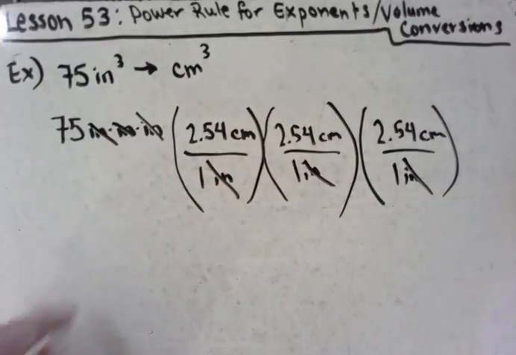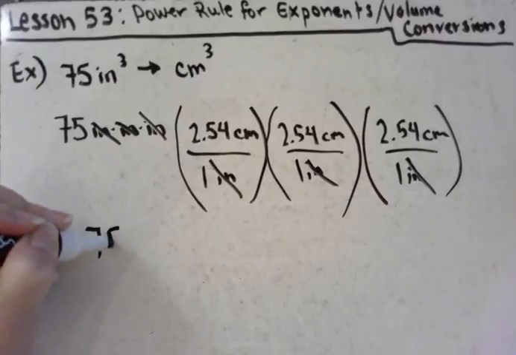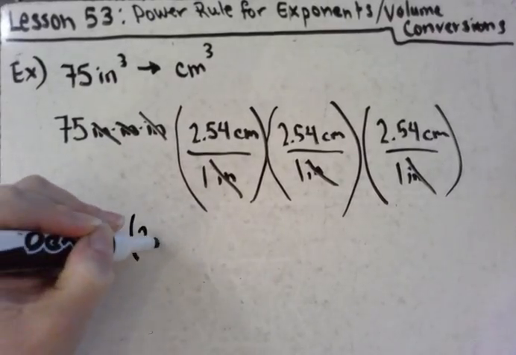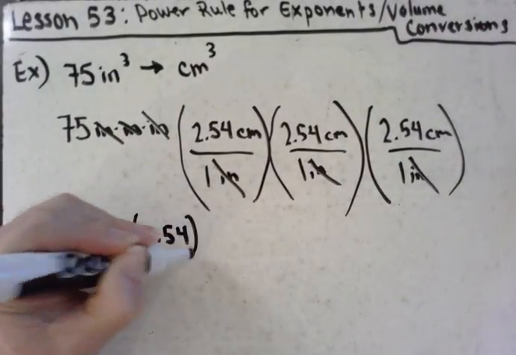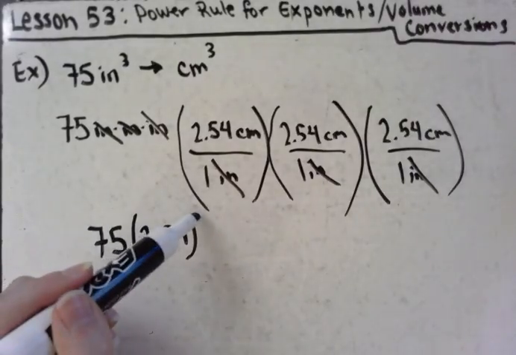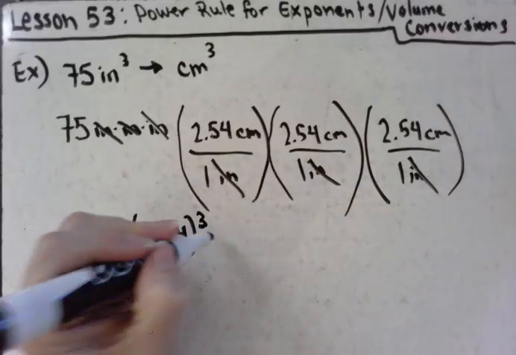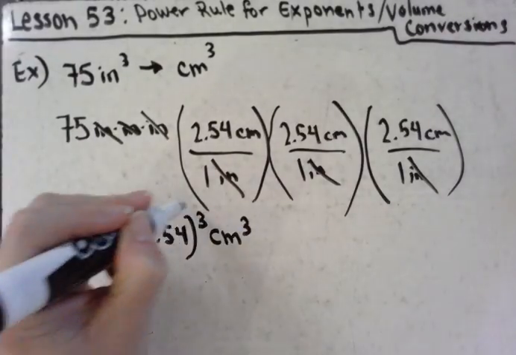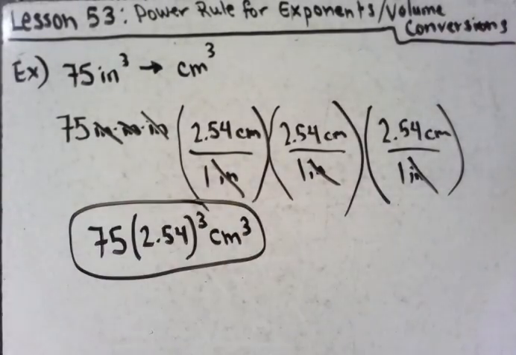Now what I end up with, just simplifying, is 75 times 2.54. Since I don't want to write this 3 times, I'm going to use the exponent of 3, and then centimeters cubed would be my new unit. So it's basically the same as conversions of area, you just have to do it 3 times instead of 2 times.